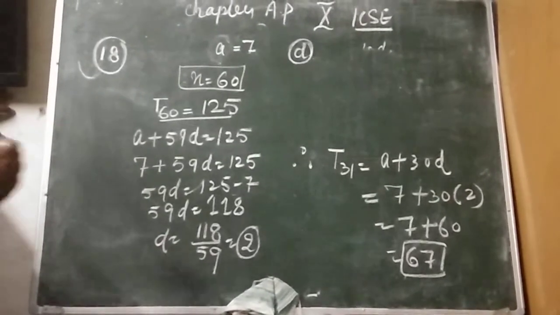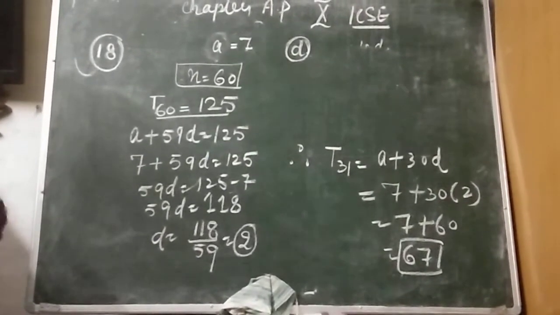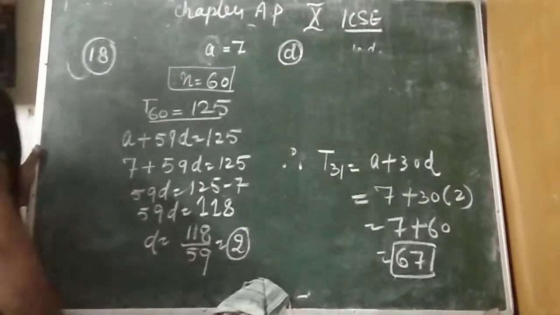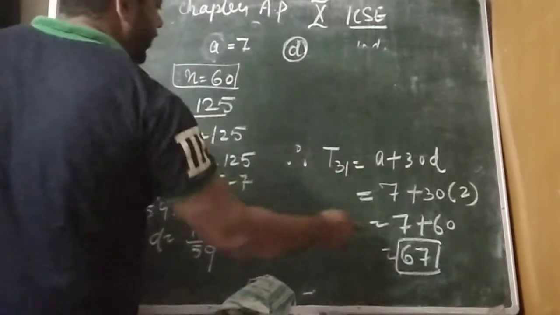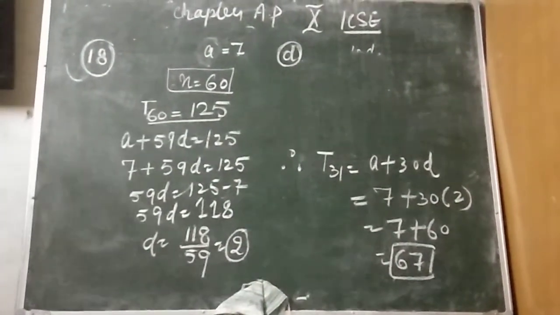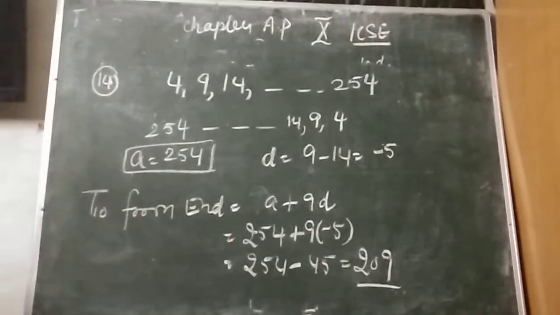Now he asked to find the 31st term. So T31 means a plus 30d. Fill in the values of a and d and get the value of the 31st term. So students, please note down this. So students, one more question.